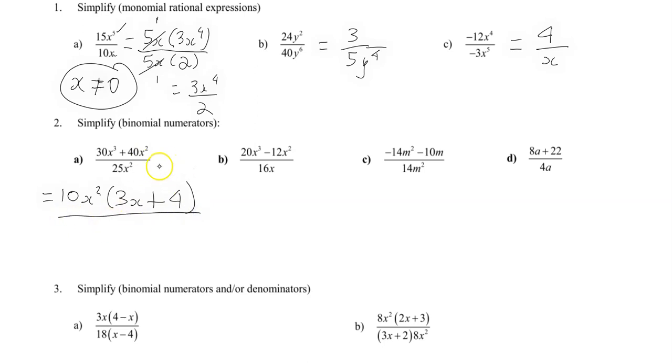The denominator, and actually, you know what? We can state the restriction right here. X cannot equal 0. And we can say, let's say 10 and 25. So the biggest number that goes into 10 and 25 is 5. The biggest power of x that goes in is x squared. And 5x squared, to get 25x squared, we'd have to multiply by 5. So we're factoring this out, right?